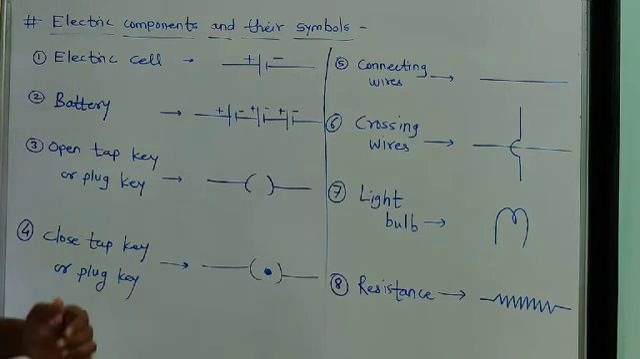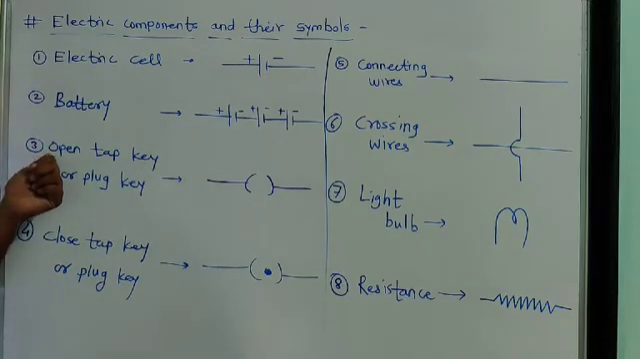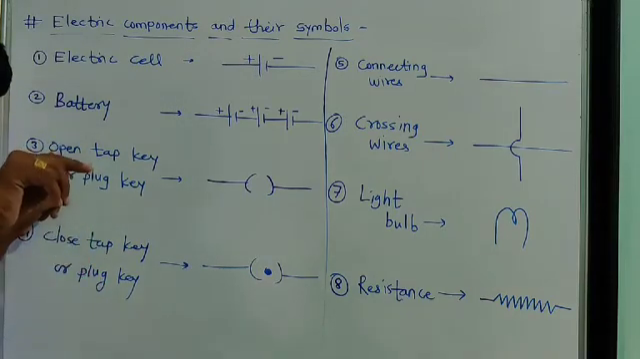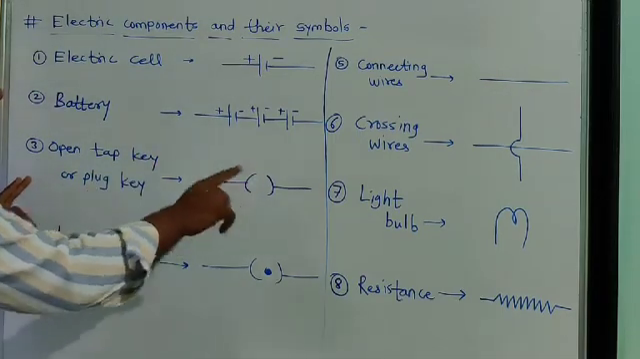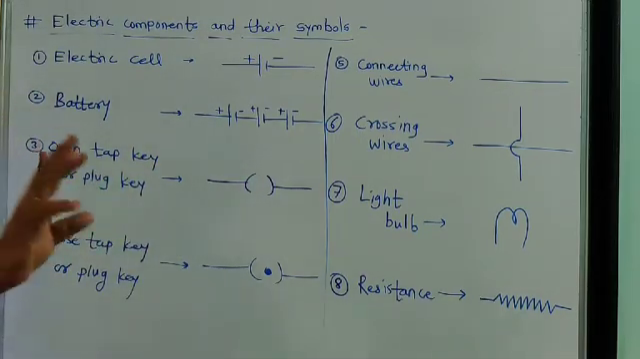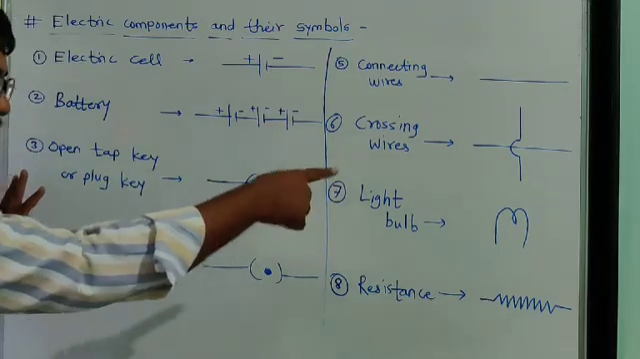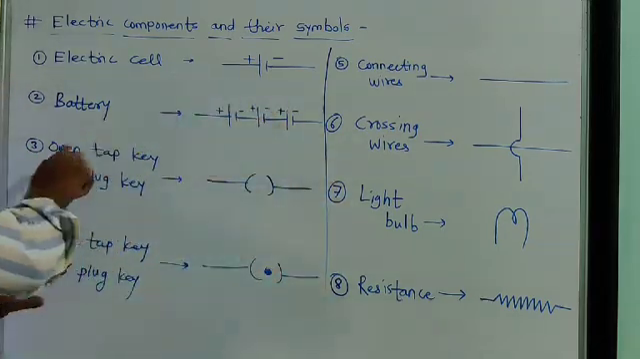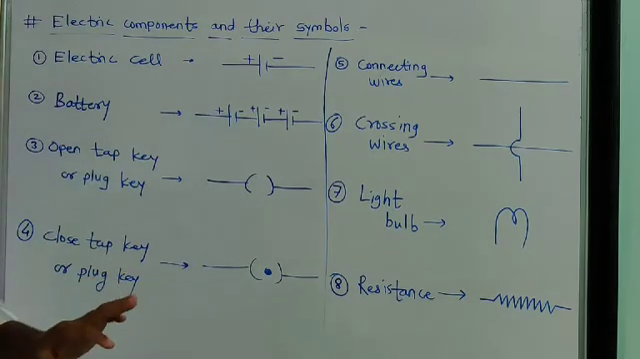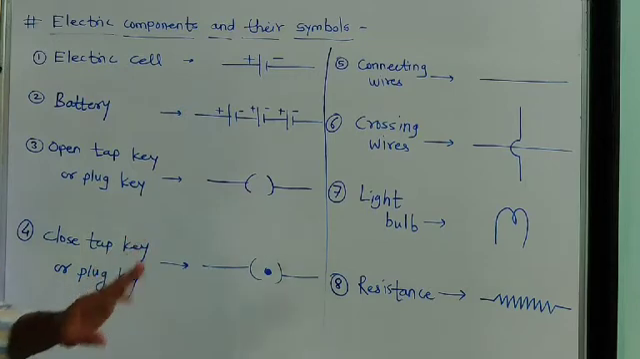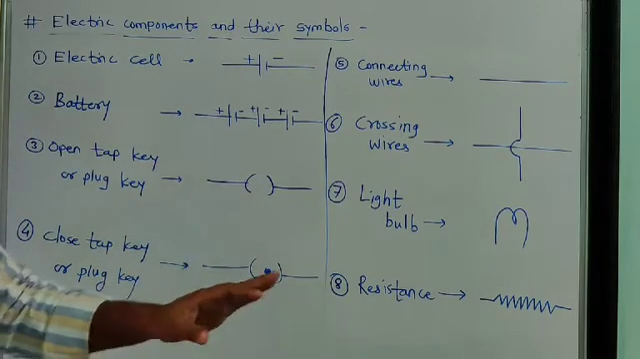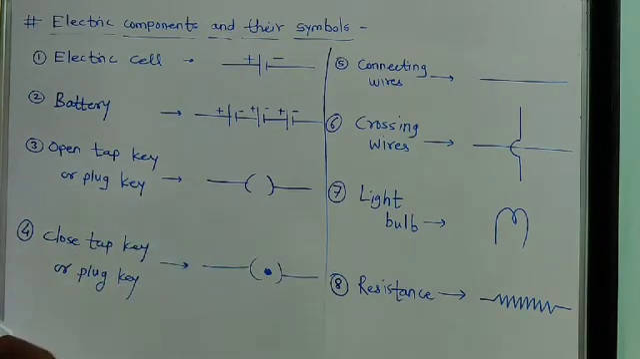This is the very small difference between the open tap key and the closed tap key. So you just have to remember this. Open tap key starts with O, open, and O means off. So an open tap key means current is off. This is used to stop electric current, to turn off electric current in that circuit. And this is the closed tap key, used to start electric current in the circuit.